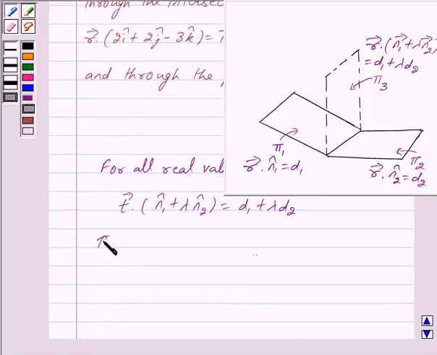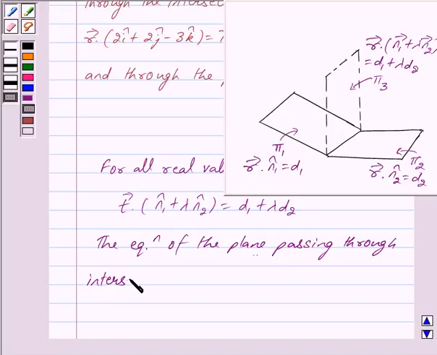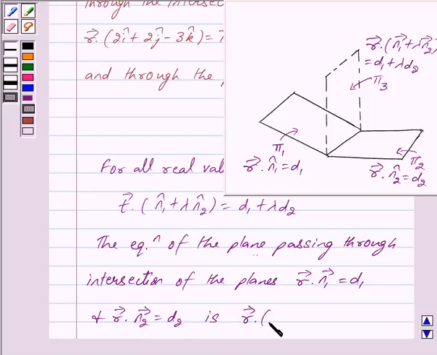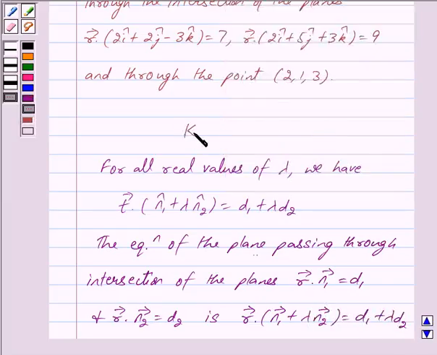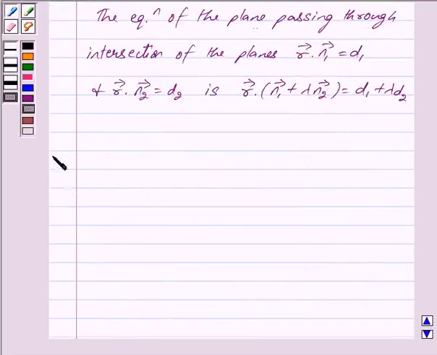Hence, the equation of the plane passing through the intersection of the planes vector r dot vector n1 = d1 and vector r dot vector n2 = d2 is given by vector r dot (vector n1 + lambda vector n2) = d1 + lambda d2. So, this is the key idea behind the question. Let us begin with the solution now.